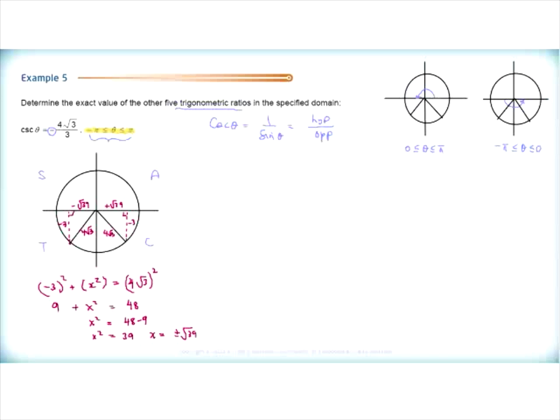Now that we got our diagram labeled, I think we can start finding the other trig ratios here. We got cosecant, let's find the others. Now we need to consider in this restricted domain, is sine positive or negative and so on. So let's do that. The sine of theta is equal to, sine is equal to opposite over hypotenuse.